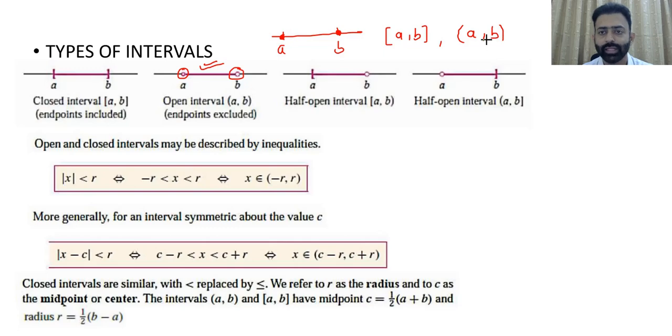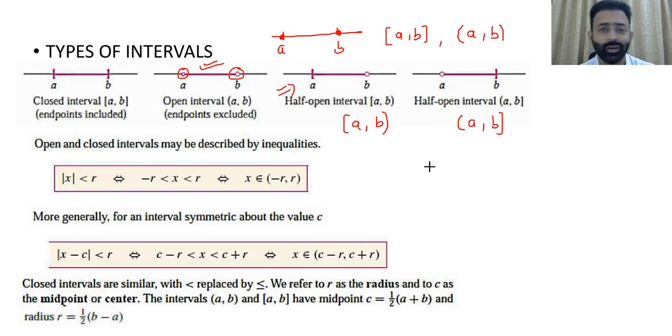So if any solution set is represented by (a, b) with parenthesis, it indicates that a and b are not included. In the square bracket case, a and b are included in the solution set. And if one point is included and one is not, like in the third case, where a is included and b is not included, partial brackets are also used. So [a, b) indicates that a is included, b is not included, and vice versa for the half open interval (a, b], where b is included, a is not included.